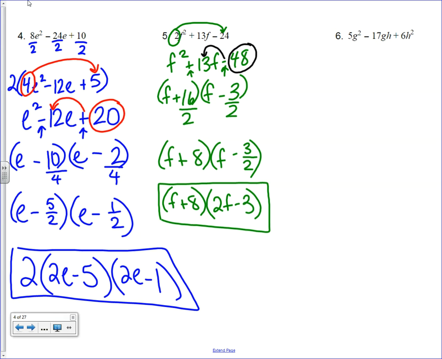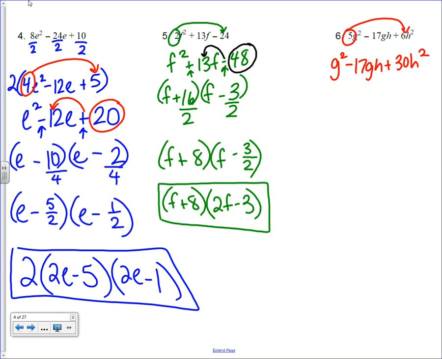Okay. Number 6, first things first, is there a GCF? There is not a GCF, and it does not start with a 1. So we're going to take that leading coefficient, and we're going to slide it to the back and multiply. What do you get back there? So now this is going to be 30h squared.